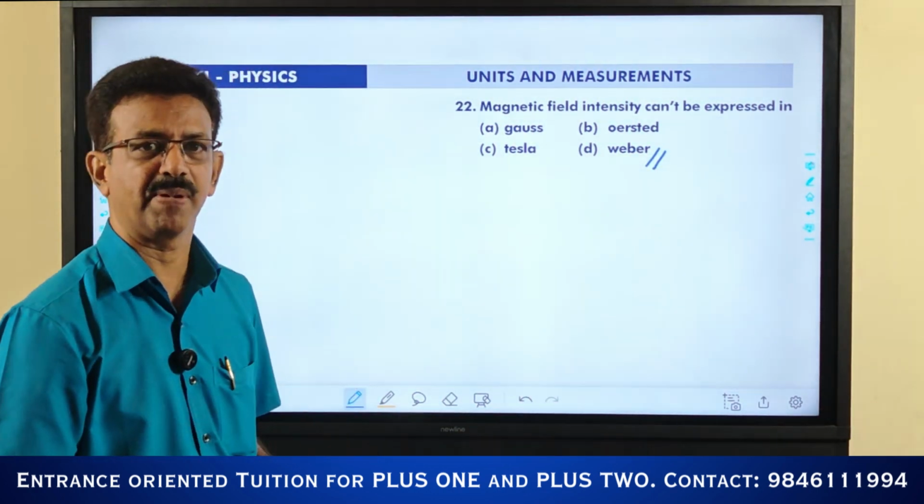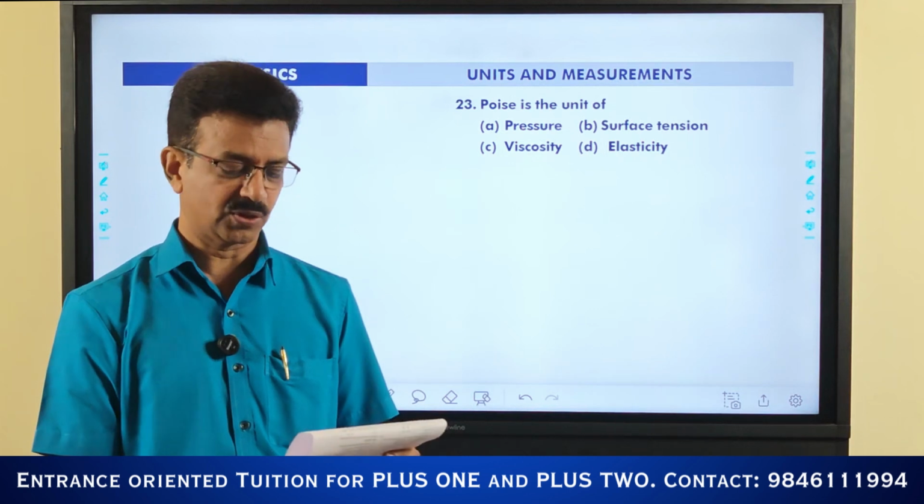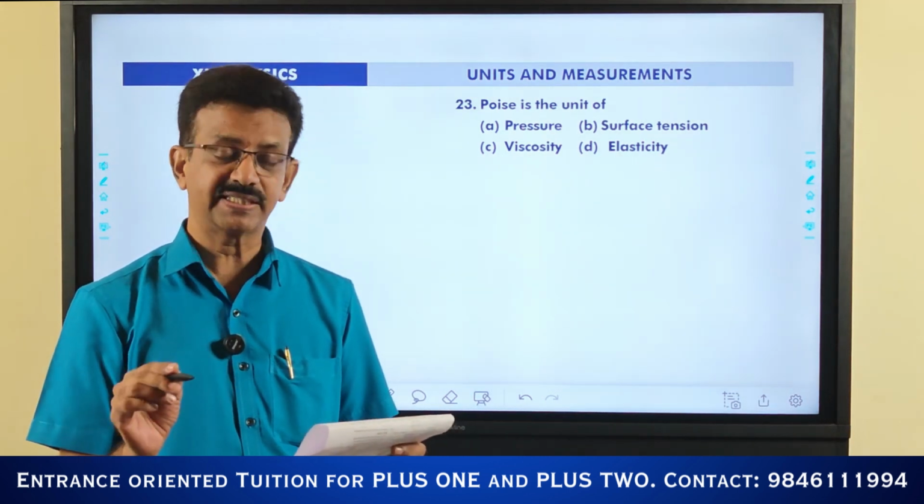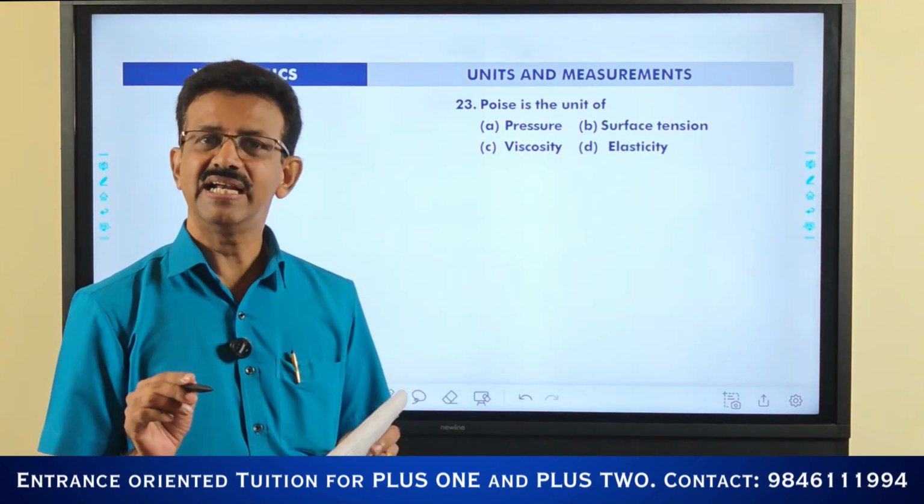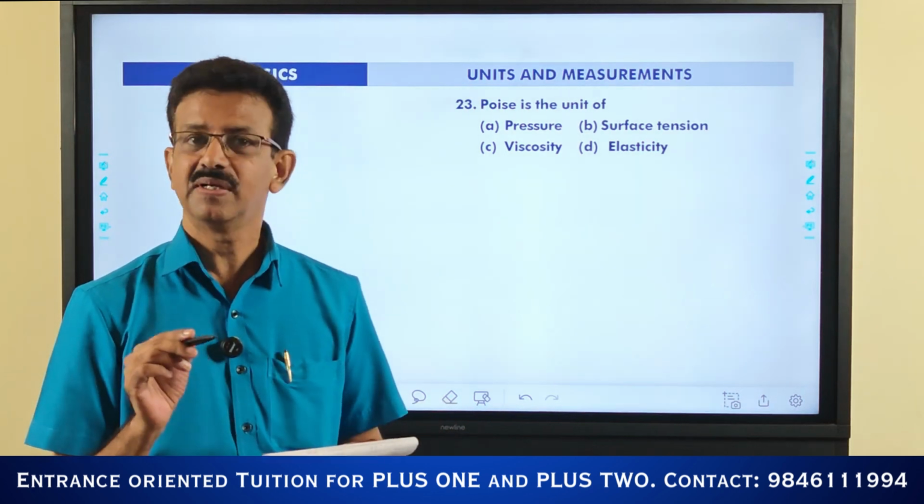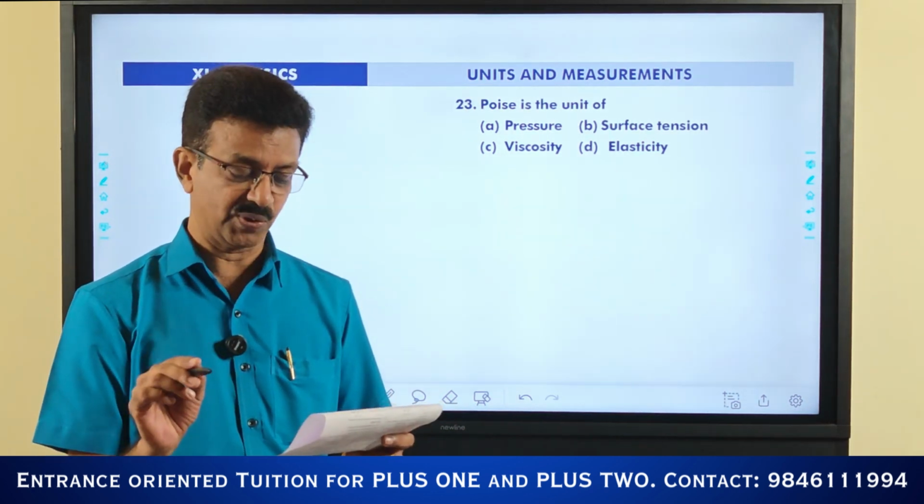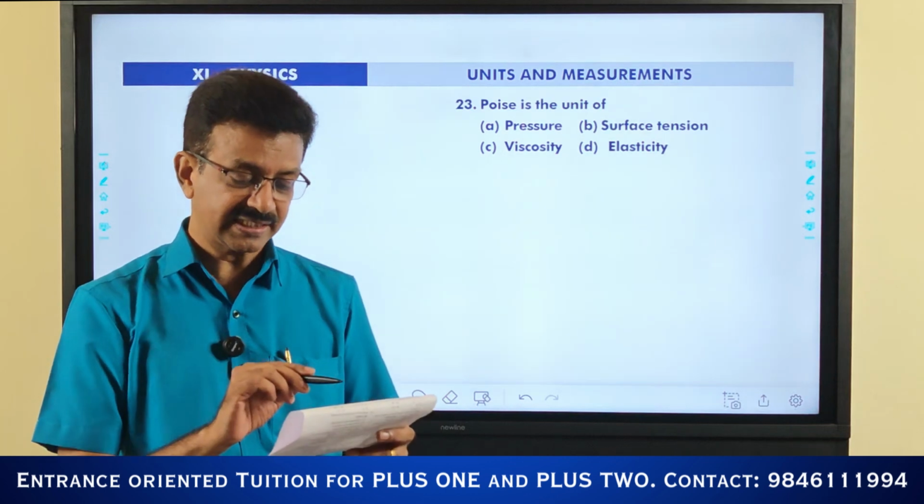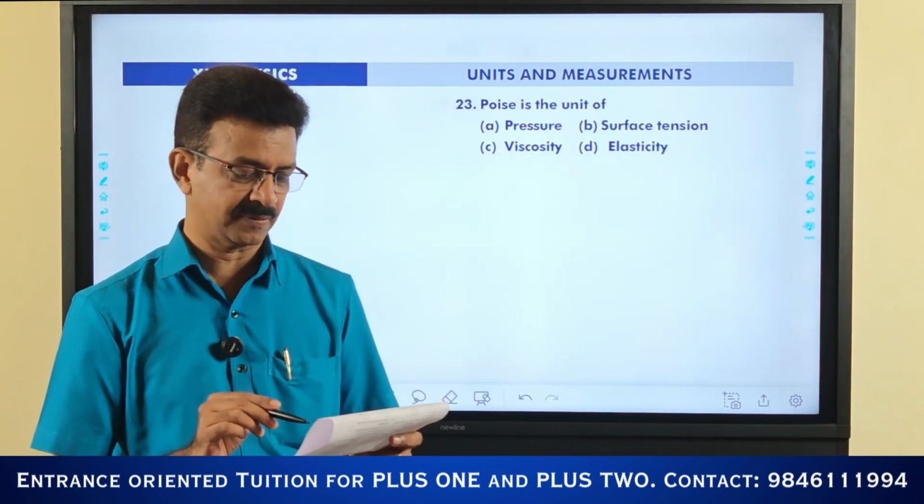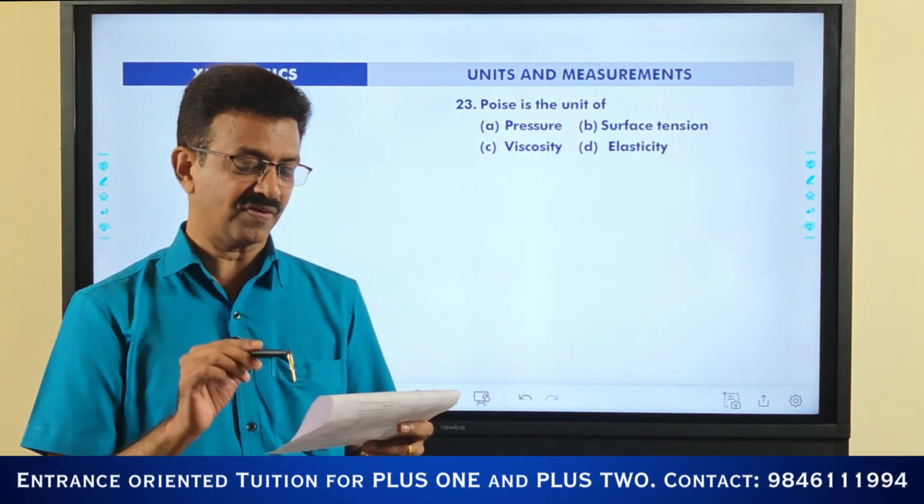Odd one is Weber. Next question is, poise is the unit of. In the earlier discussion, we mentioned the name poise. It is the CGS unit of viscosity. Here, some other choices are also given. Poise is the unit of dash.